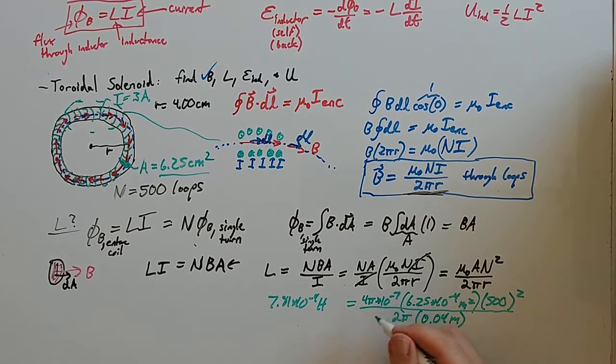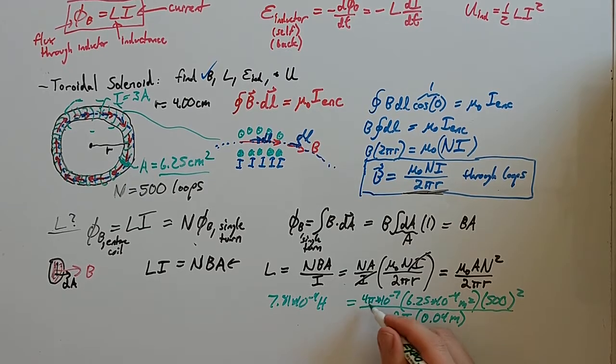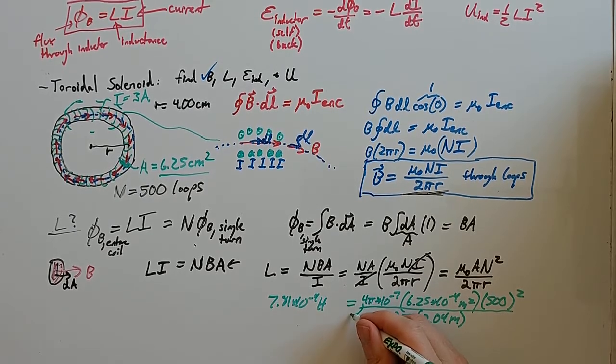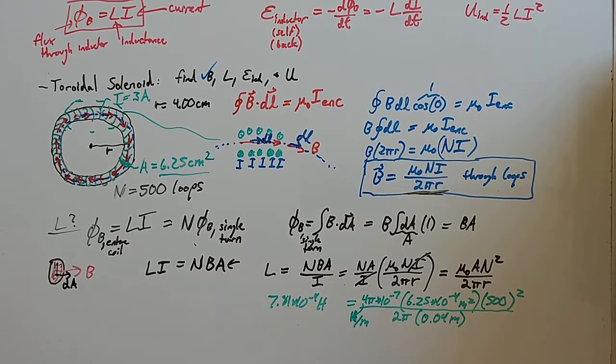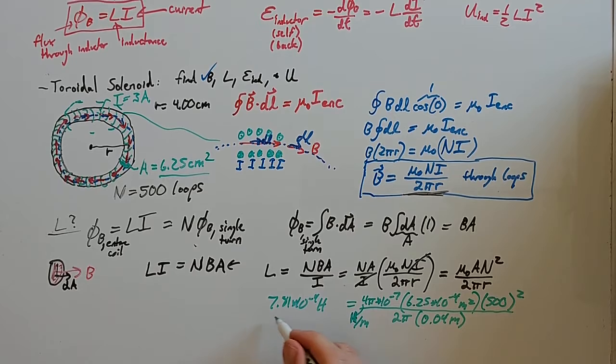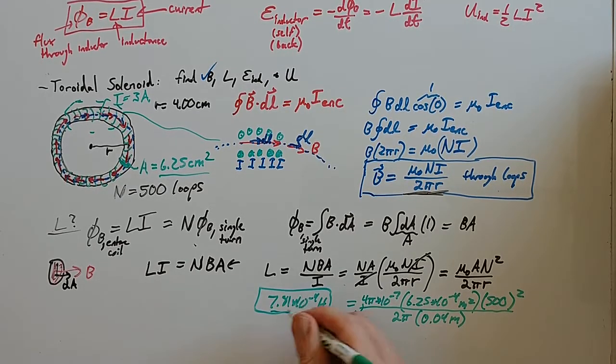One way to work this out is that another way of writing the units of mu naught ends up being 1 Henry per meter. I'll let you work through the units and see if you can find that one, but it's another interesting way of writing this. So what you end up getting is 7.81 times 10 to the minus 4 henries is the inductance, L, for this toroidal solenoid.